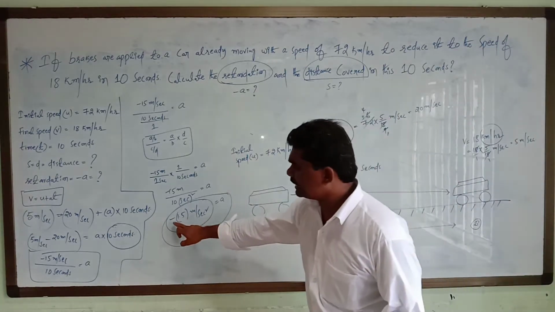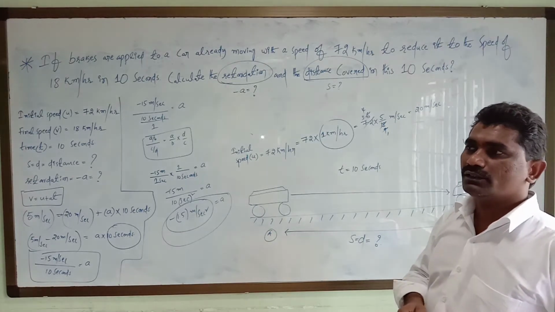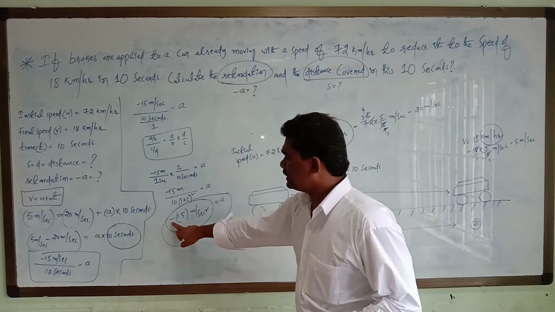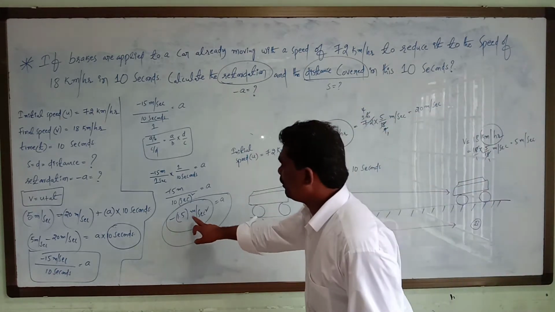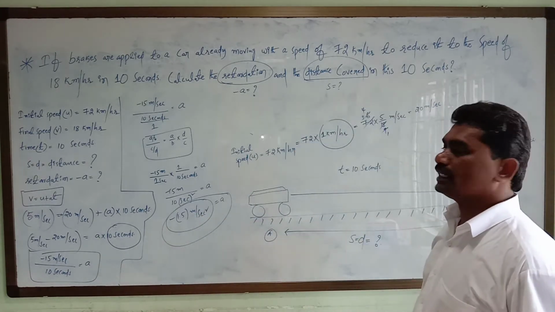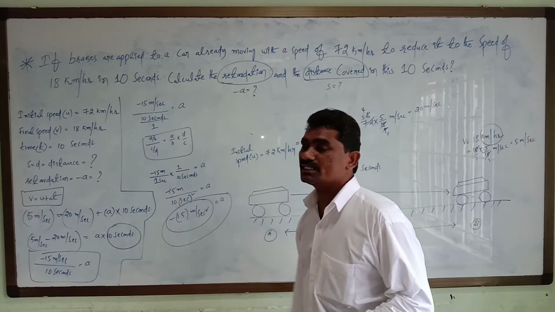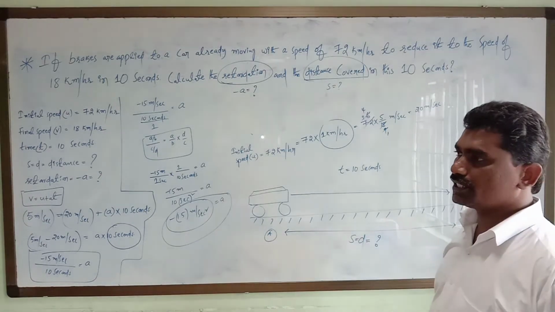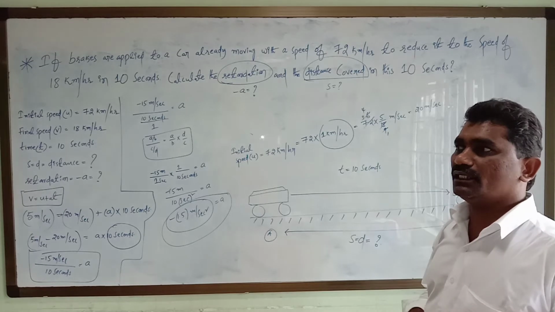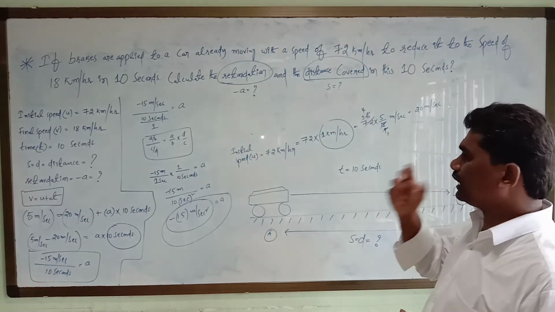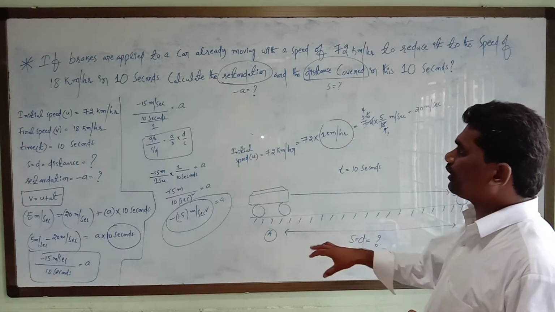So this minus indicates decrement. There is no increment in the speed of the car. That is why minus indicates a decrement in the speed of the car. So minus 1.5 meters per second square is the acceleration. Here minus is there, so it is called retardation. It is not acceleration. Opposite to acceleration is called retardation, or deceleration. A decrement in the speed of the object is called deceleration or retardation.